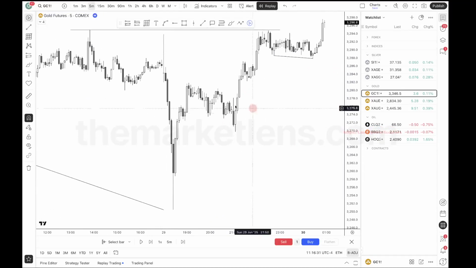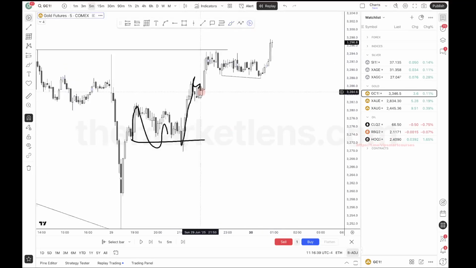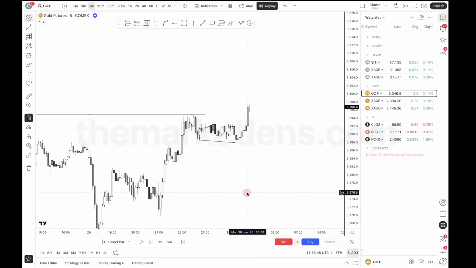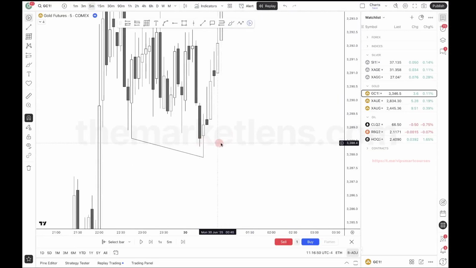We have that expansion. We have consolidation, manipulation, expansion, consolidation here. Expansion, consolidation, and then here's your manipulation. So as you see, lower time frame phases of price, very, very bullish. And then we hit a key level, so we're already expecting a reversal.